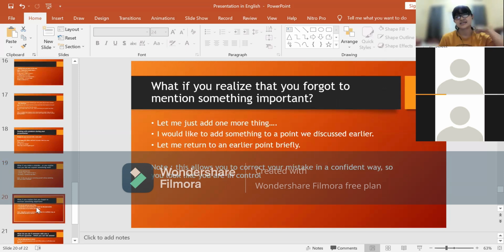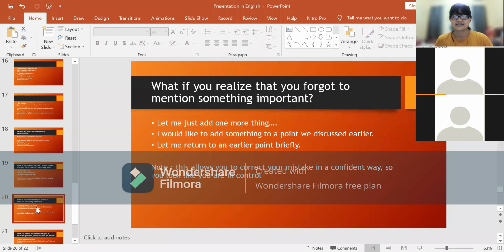Right. So this is a bit similar to the previous one. What if you realize that you forgot to mention something important? Okay, "Let me just add one more thing," or "I'd like to add something to a point we discussed earlier," or "Let me return to an earlier point briefly." You can use these phrases to mention something important in the middle of your presentation if you forgot.